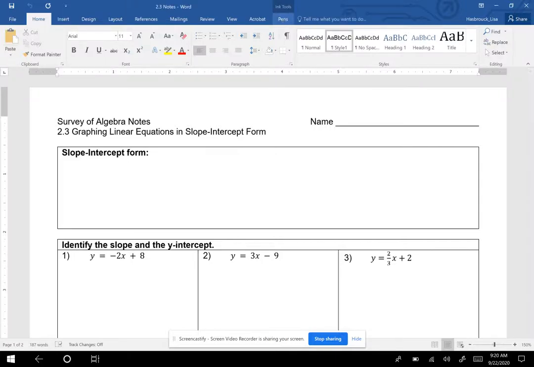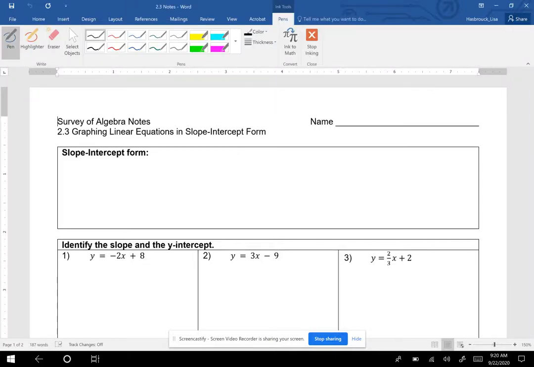Hello students, today we're going to go over 2.3 in survey of algebra, graphing linear equations in slope-intercept form. Let's start by going over what exactly slope-intercept form is. This form of an equation is y equals m times x plus b.